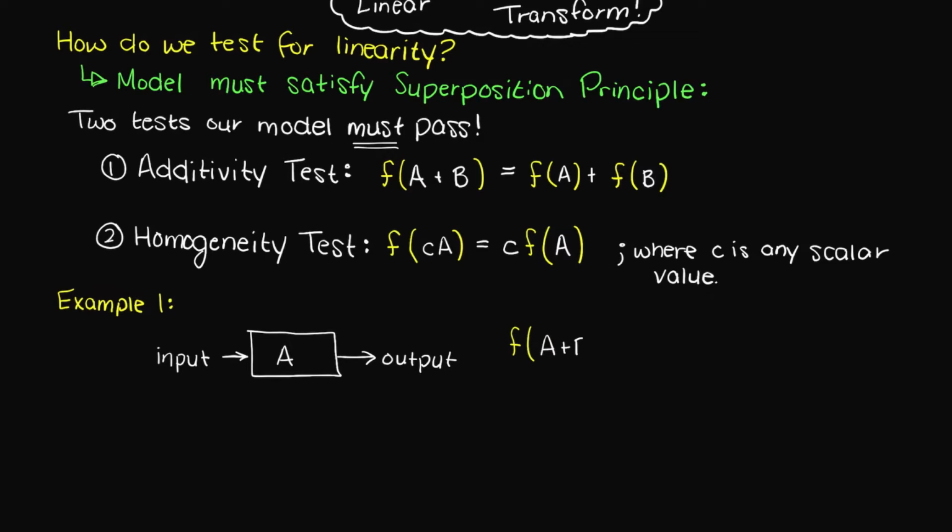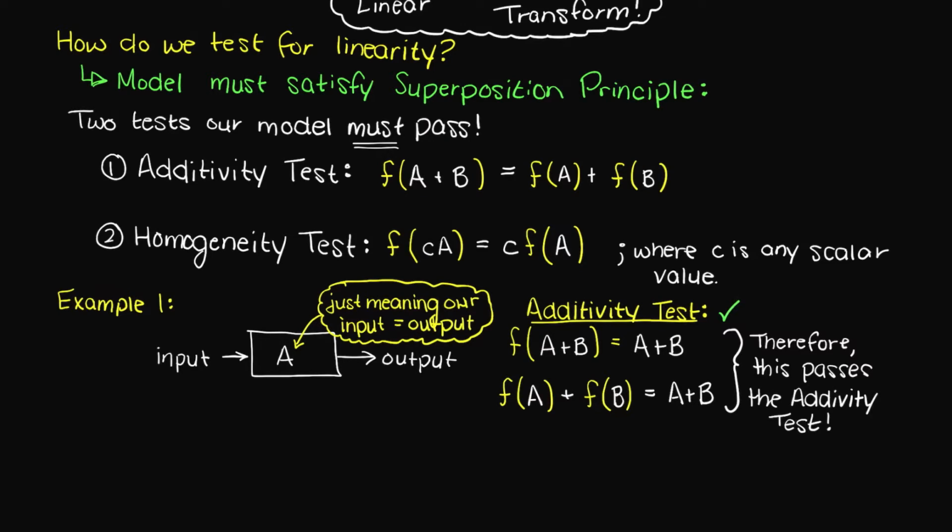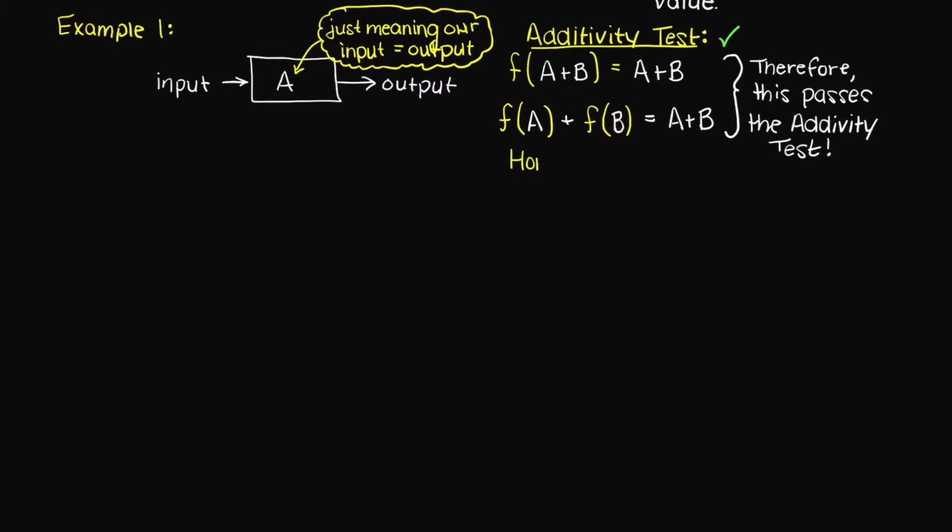Well, plugging that in, we have the function f evaluated at a plus b, and since the model is simply returning our input back to us, we have a plus b as an answer. Now we need to separate a and b and apply them to our function separately. And as they are still just returning the input of the function, we can see that this model does pass the additivity test. Let's move on to the homogeneity test.